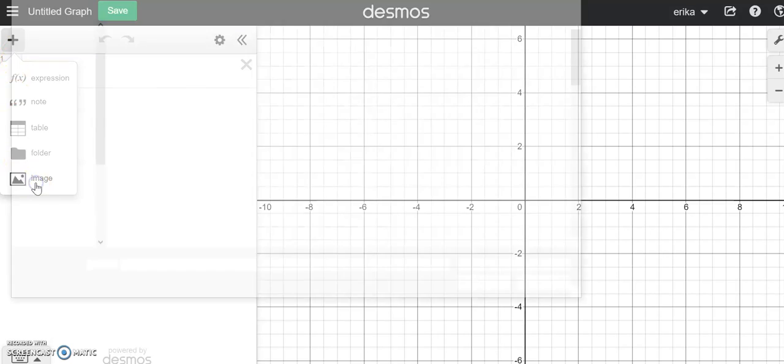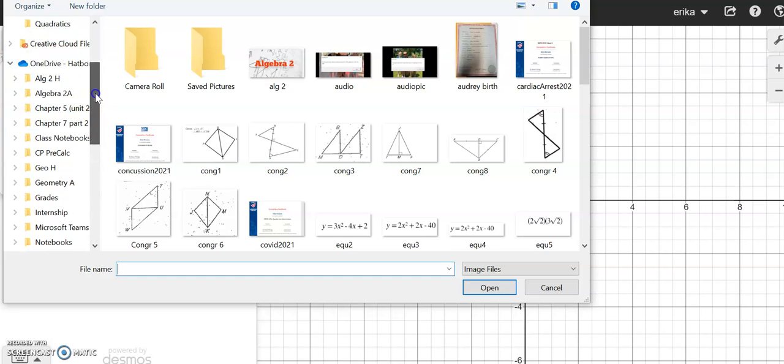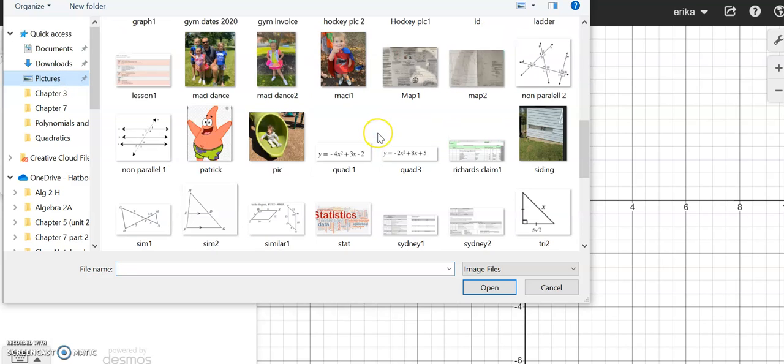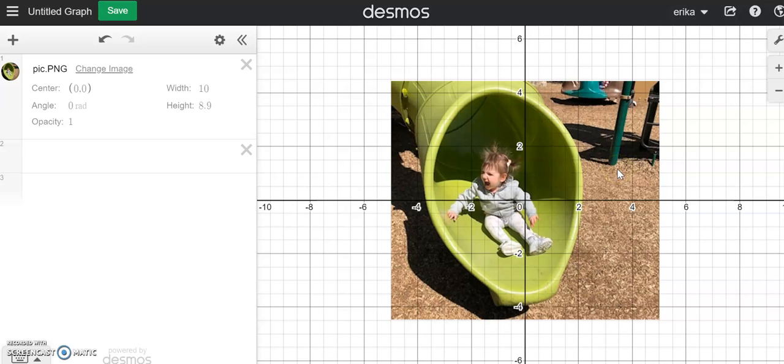So image, I'm going to go to pictures. That's where I saved mine. If you saved it to the desktop, just find it. Pictures. And I'm going to pick, this is my friend's kid. It's fine. Okay.